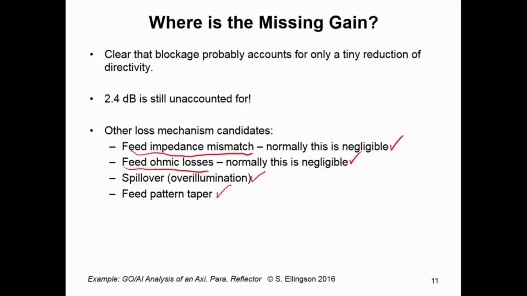And another theory is feed pattern taper, and that's the fact that the distance between the focus and the rim is greater than the distance between the focus and the vertex. So there's a reduction in magnitude as you get further out from the center of the aperture. So either one of these two things seem like strong candidates.